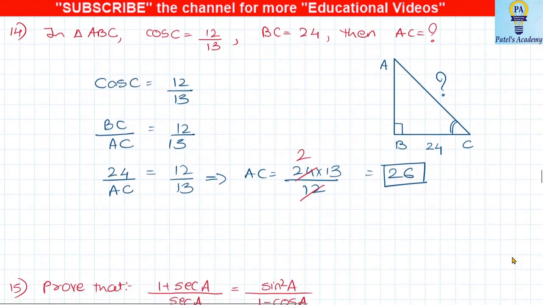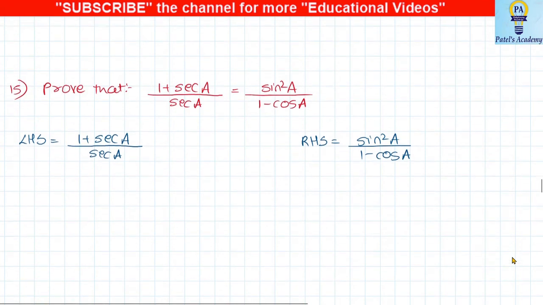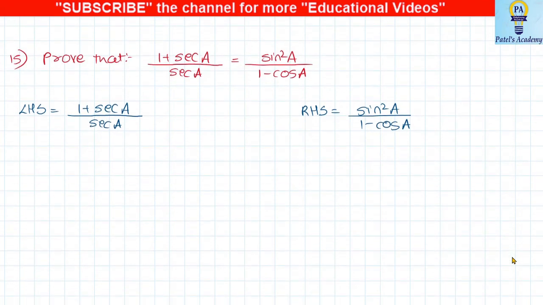Now let's see the 15th one. If you see in the 15th sum, I've written LHS and RHS both. So what I'm going to do is solve LHS, then I'll tell you why I'm solving RHS also. First step, we'll convert everything in terms of sin and cos. So I have 1 plus sec. Sec is nothing but 1 upon cos, so I'll write 1 plus 1 upon cos.